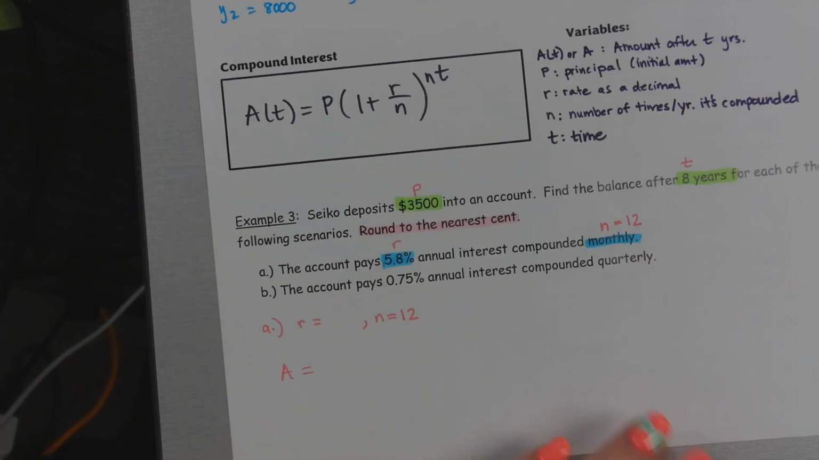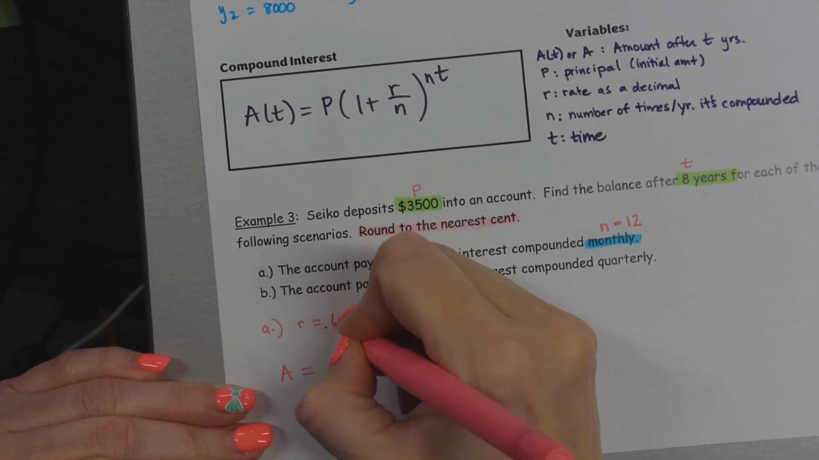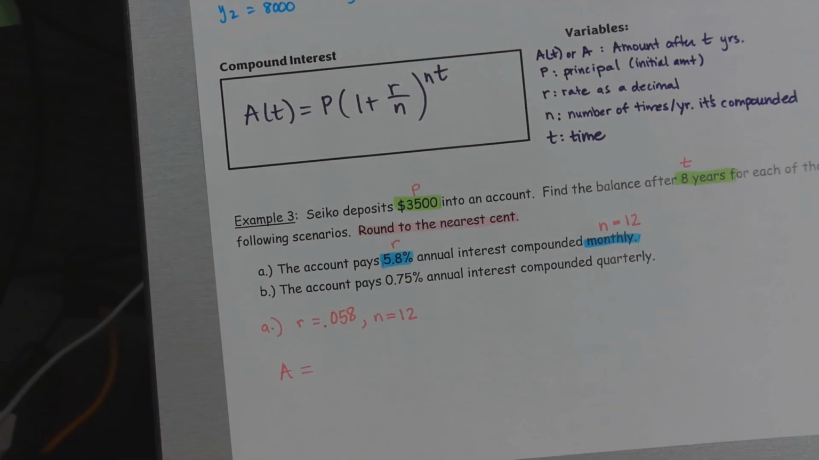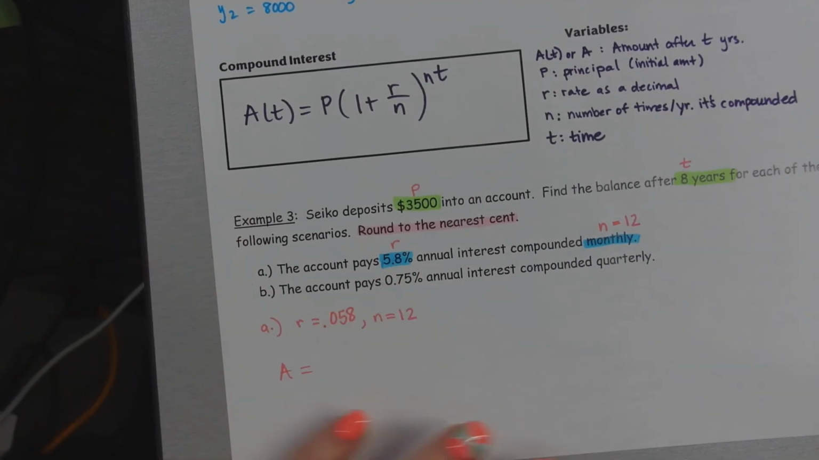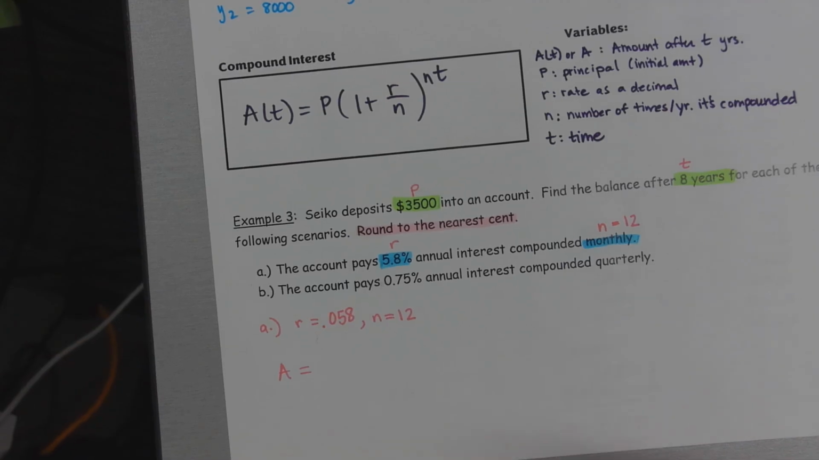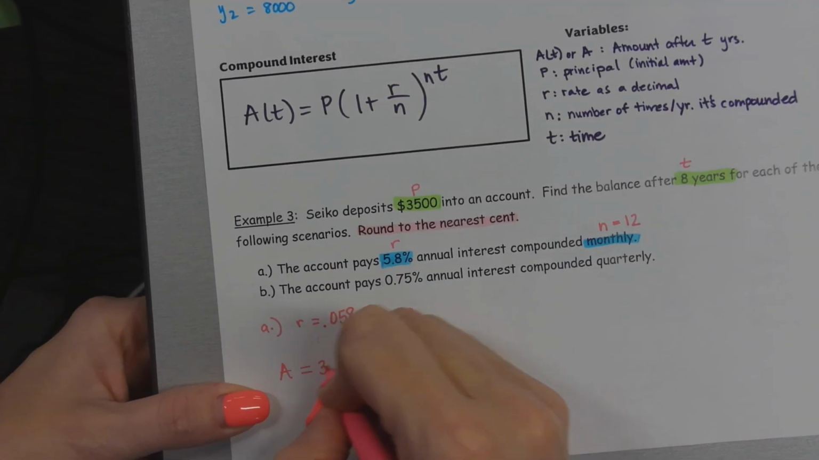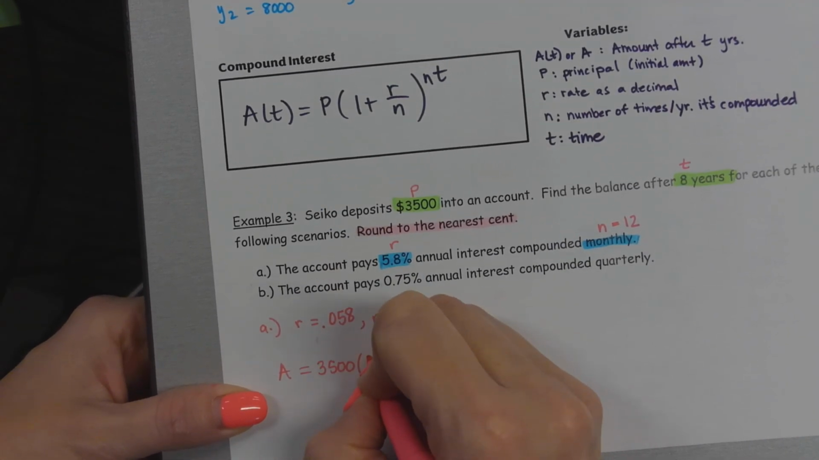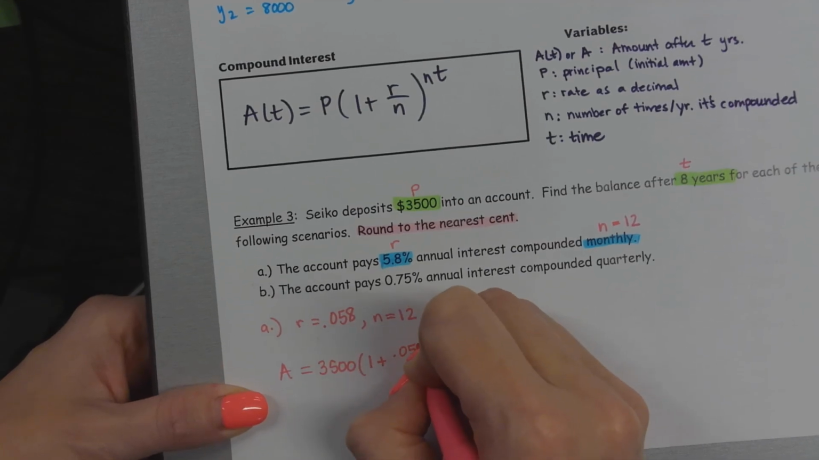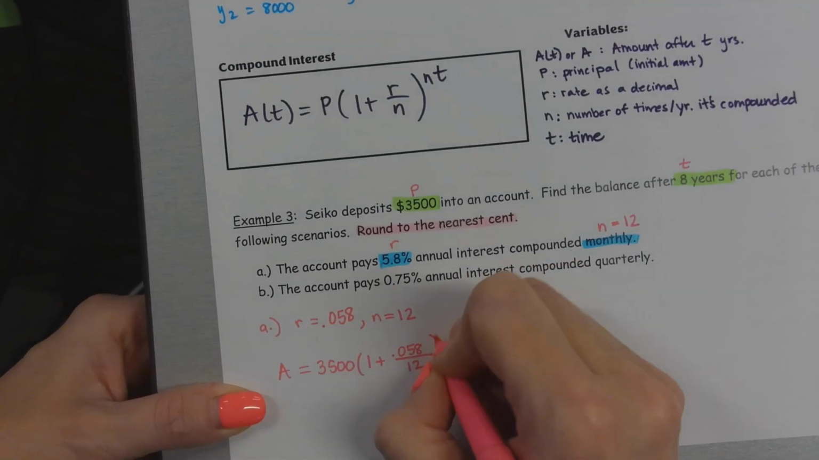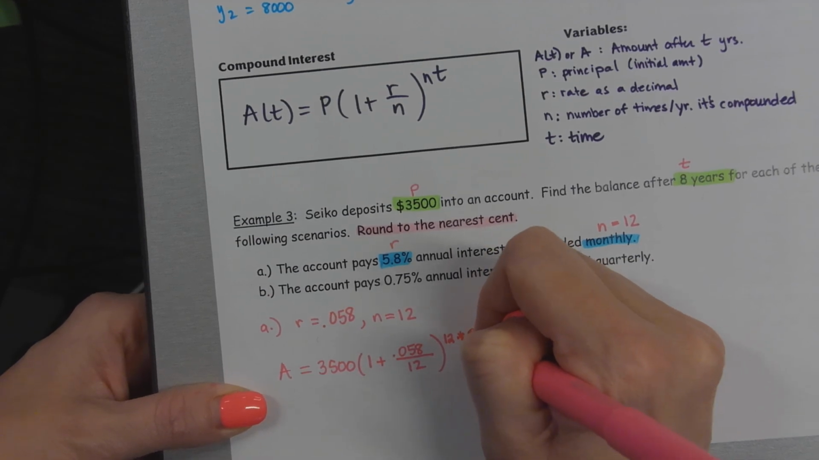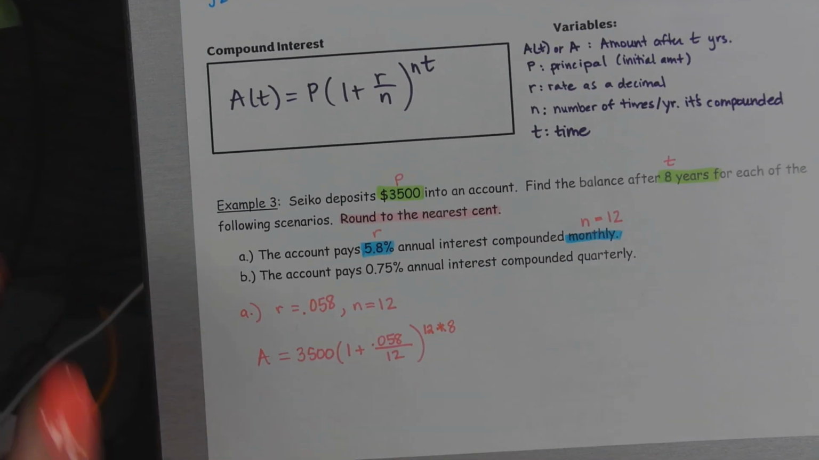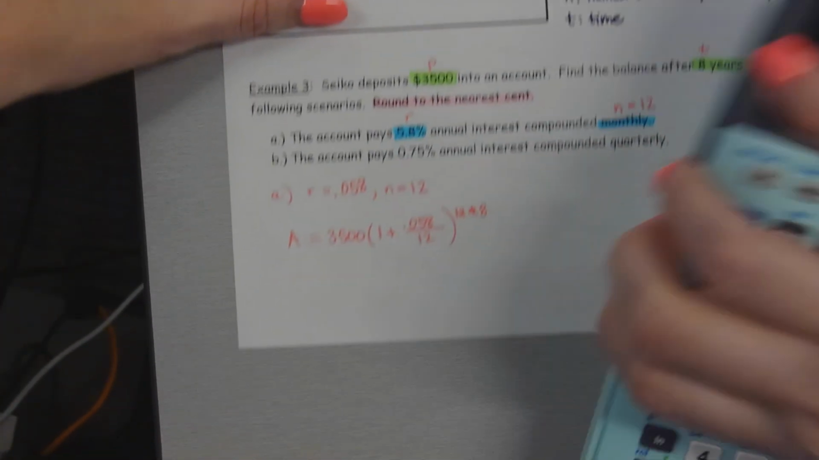All right, looks like we're doing a nice job converting. You can put 0.0 or you can just do 0.058. Again, we're just moving the decimal twice to the left. Then you have 3,500 times (1 plus 0.058 divided by 12) to the power of 12 times 8. I'm going to put a star for multiplication here, so you don't think it's a decimal when you're looking back at it.